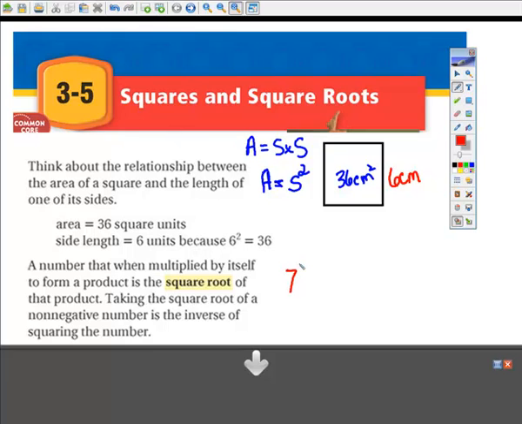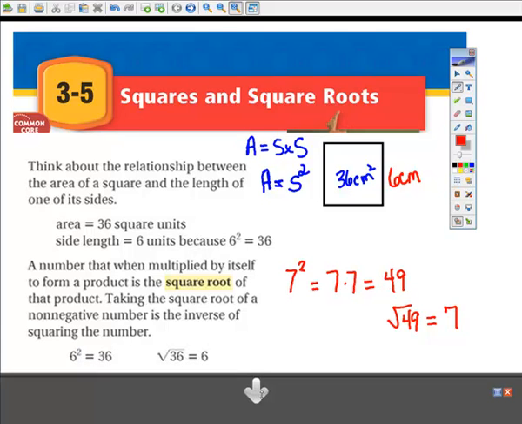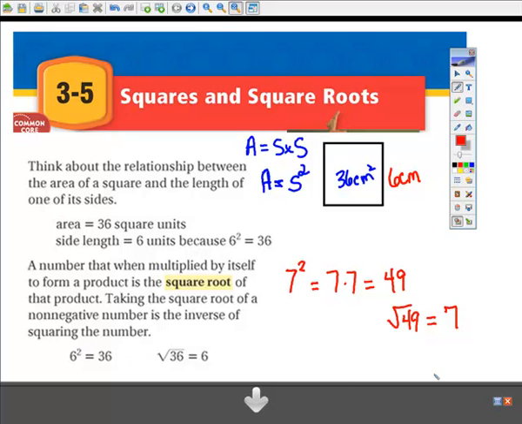Let's try this again. If I take 7 squared, which is 7 times 7, that equals 49. And if I then take the square root of 49, that equals 7. So a number, when you multiply it by itself, here's that product, and that number is the square root of that product. So 6 squared is 36, and the square root of 36 is 6.